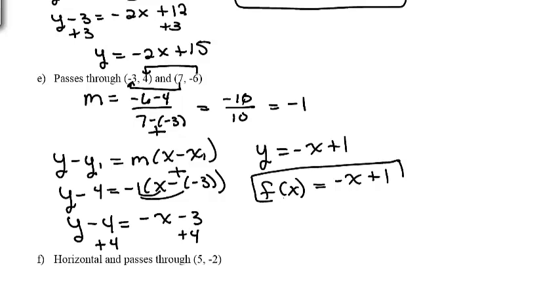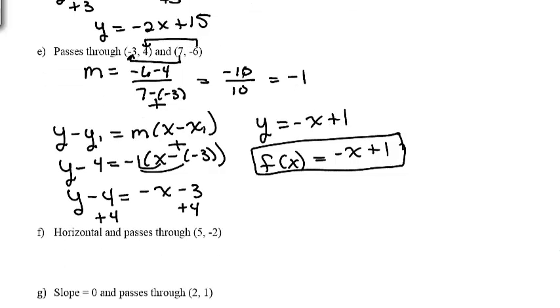And you can always check to make sure that your equation is right by plugging in both of the points and making sure that they give you true statements. So if I plug negative 3 into x, do I get 4 for y? Well, negative 3 becomes positive 3, plus 1 gives you 4, so that works. If I plug 7 in for x, do I get negative 6 for y? Plugging 7 in here will give us negative 7. Negative 7 plus 1 is negative 6, and so we do in fact get a true statement for both of our points.